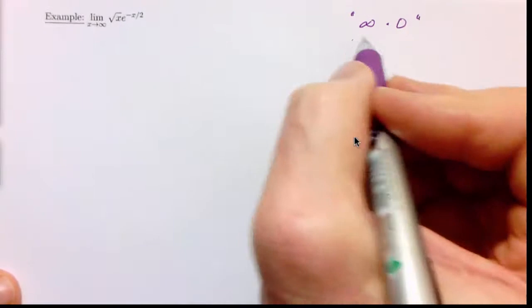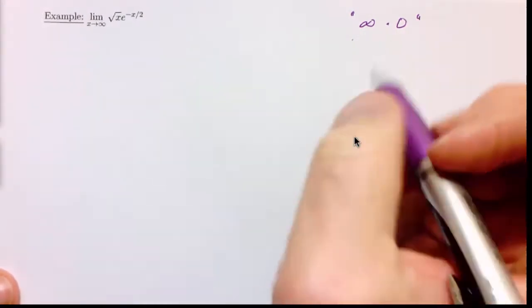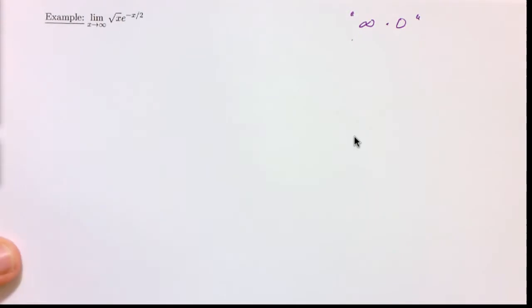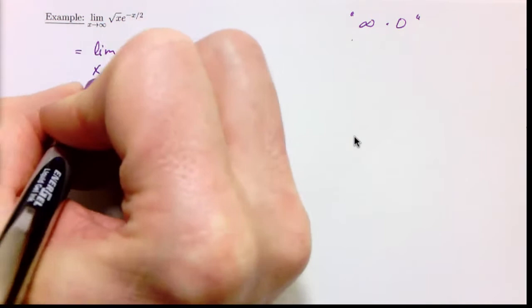So something very large times something very, very tiny, what does that mean? So this is an indeterminate form. The trick here is to write this in a different form where we can apply L'Hopital's rule. And to do that, we're just going to use rules for negative exponents in this case.